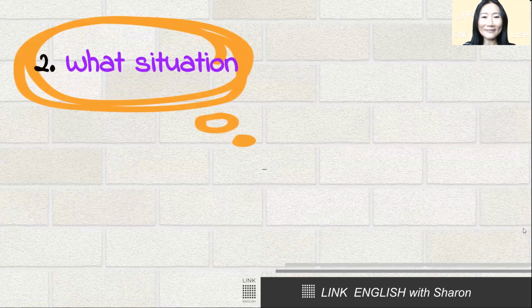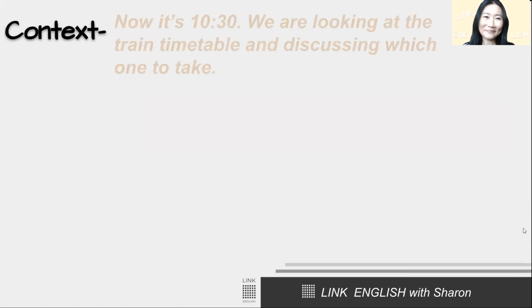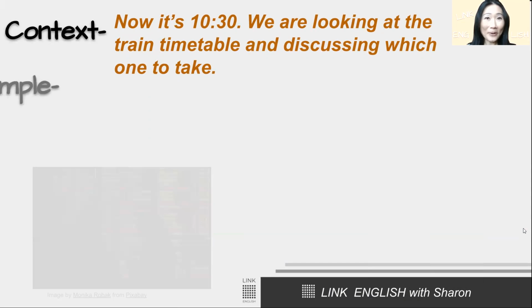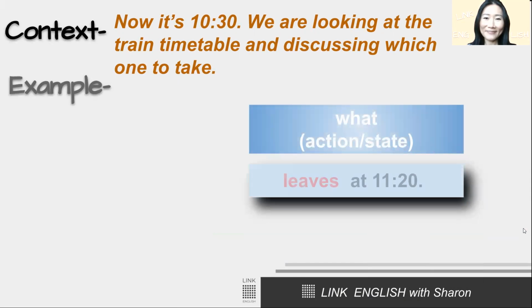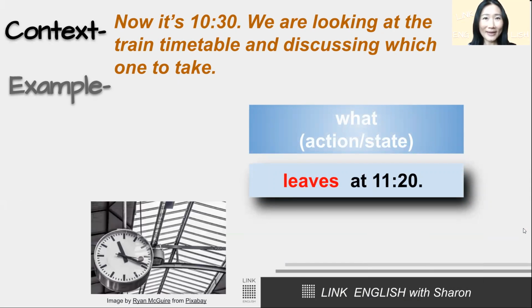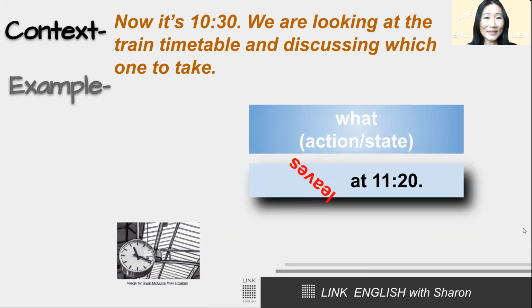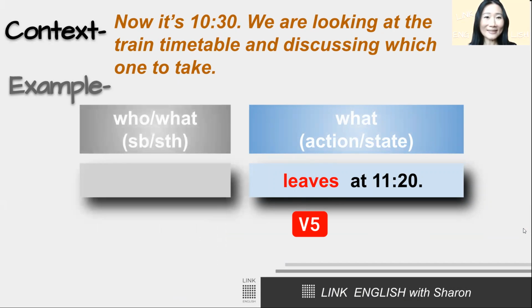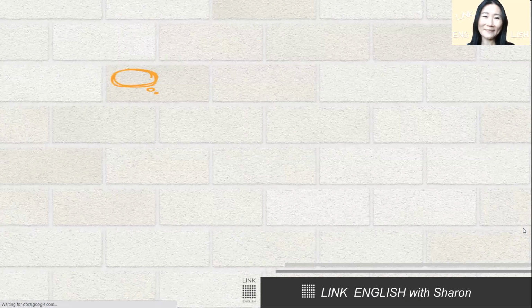Next situation, timetable. In this context, now it's 10:30. We're looking at the train timetable and discussing which one to take. What action? Leaves at 11:20. You see, V5 verb is used in this timetable. Who or what? The next train, or it. The next train leaves at 11:20.